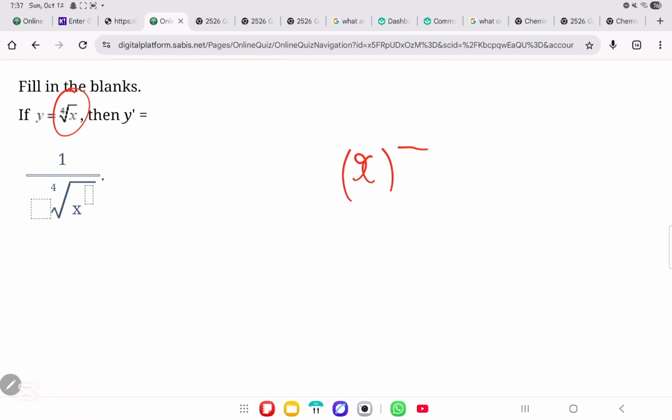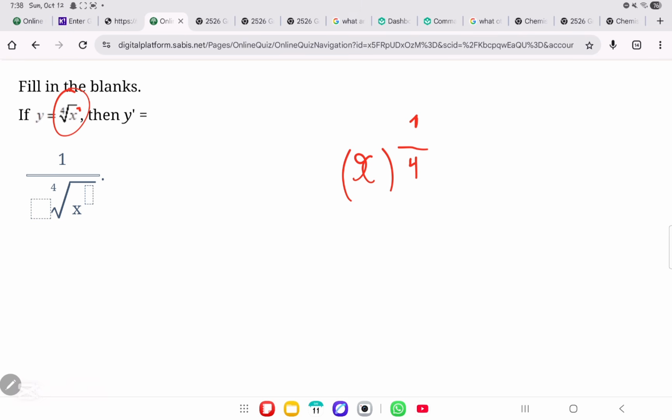So what do I do? I will take it and do inside over outside. So remember, this is x to the power of 1. So you're going to do inside over outside. So x to the power of 1 over 4, because it's outside 4, inside 1.